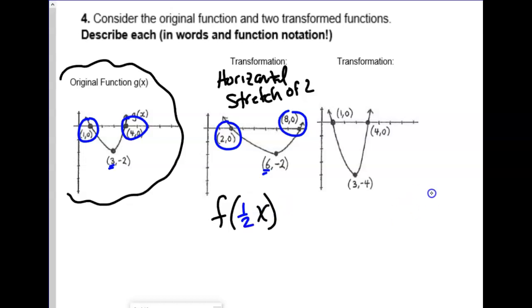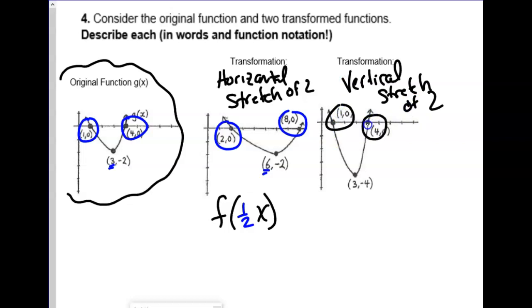Okay. We know they're weird. All right, what about this one? What's the transformation here? Vertical stretch of 2. So notice the x-intercepts did not change. They're still at 1 and 4. So there was no horizontal movement there. But if you look at this low point, this minimum, it was at -2, and now it's down here at -4. So what does that look like for a function if you vertically stretch it by 2? Very good. So f of x is the same, but she says we should throw a 2 in front of it. Nice job.